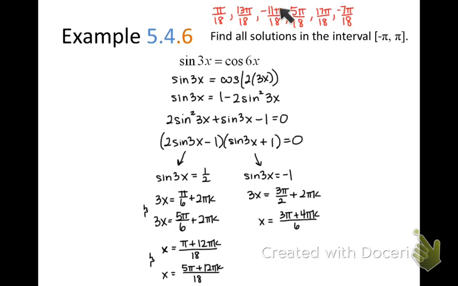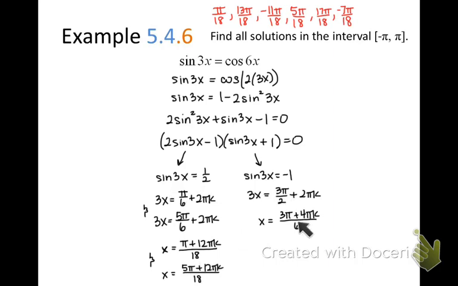You would not get all of these if you didn't do this plus 2 pi k. If you forgot to do this, you would only get pi over 18 and 5 pi over 18. Do you see what I mean? You would miss all of those other ones that you end up getting. So that's why it's really important that you add those 2 pi k's on.